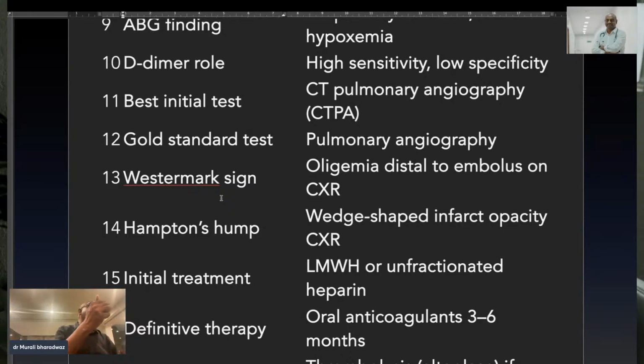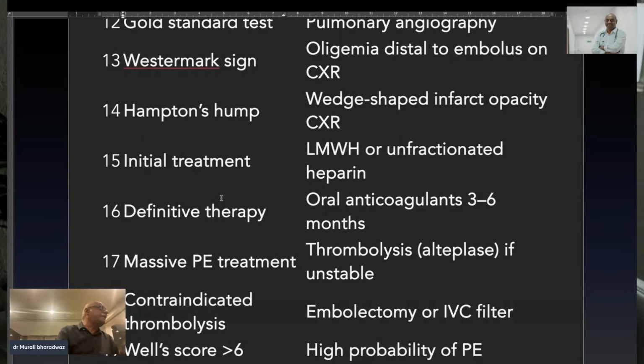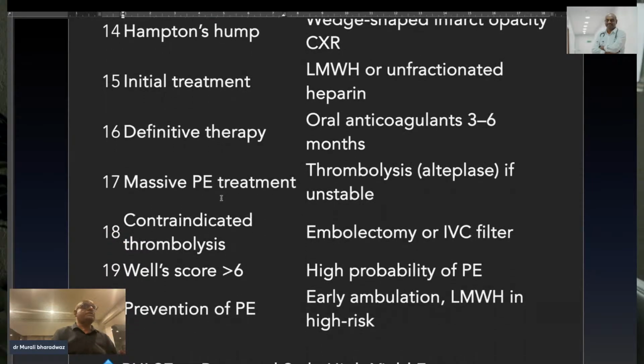Initial treatment is what? Low molecular weight heparin or unfractionated heparin. And definitive treatment is you need to give oral anticoagulants for 3 to 6 months. If there is a massive pulmonary embolism, you need to do thrombolysis with alteplase.